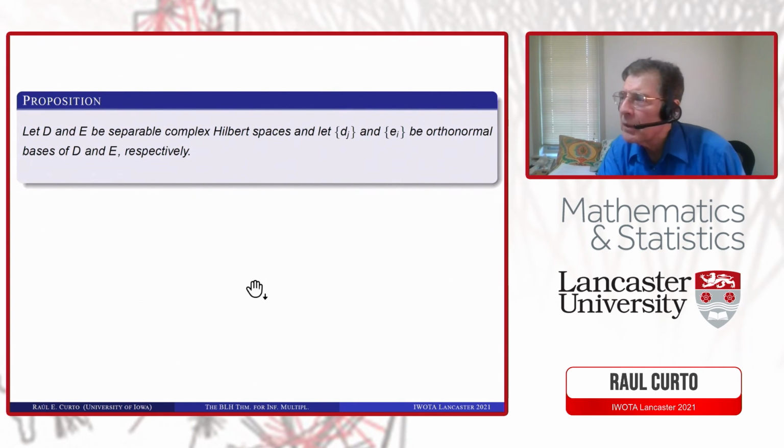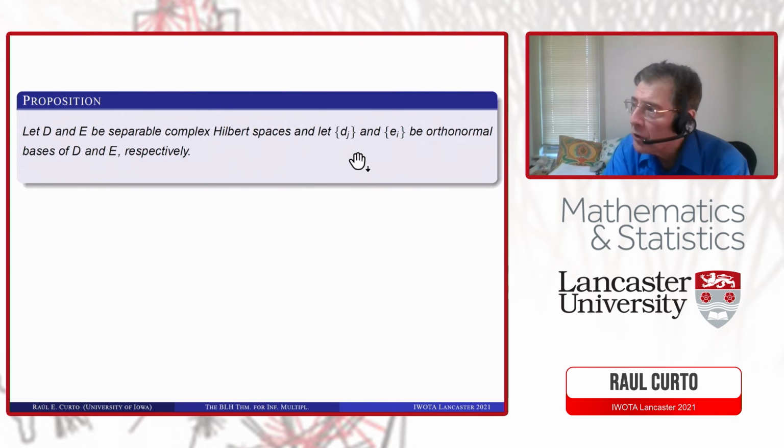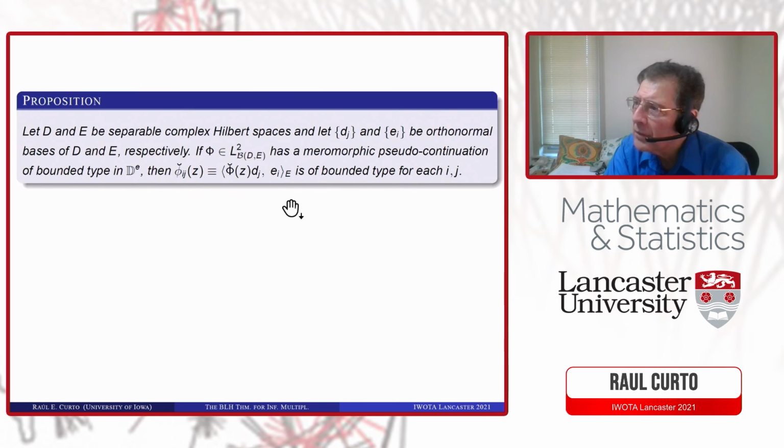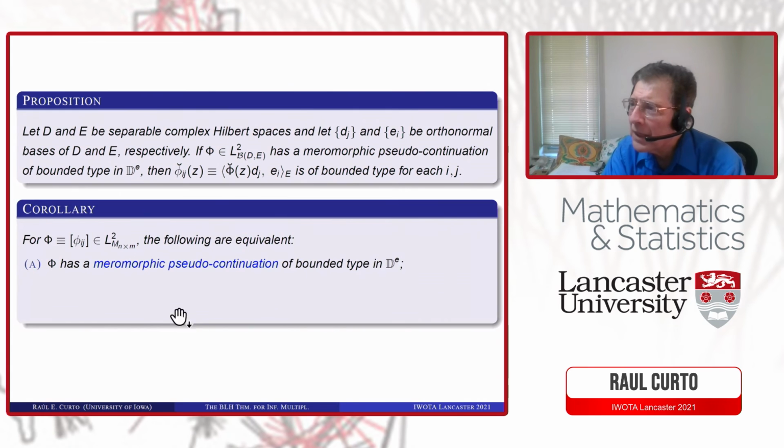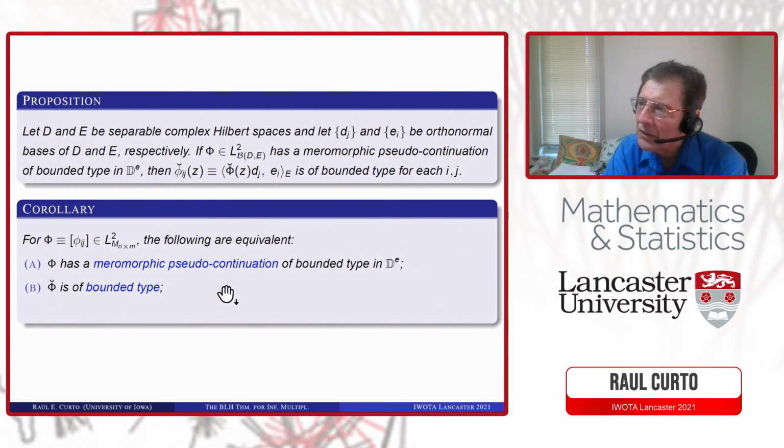If D and E are separable complex Hilbert spaces and we take orthonormal bases, D sub J and E sub I, and we form the inner products of phi brev with respect to those, so we form the matrix relative to those orthonormal bases, then the following are equivalent. Meromorphic pseudo-continuation to the exterior is the same as phi brev of bounded type, and it's the same as each phi brev entry of bounded type for each I.